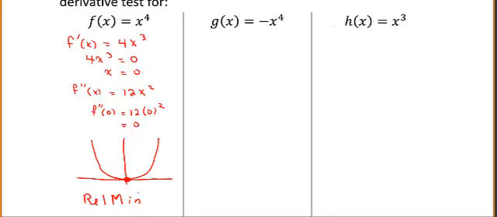So here the first derivative was 0. We were at a stationary point or critical point, okay? And with the second derivative 0, we had a relative min.